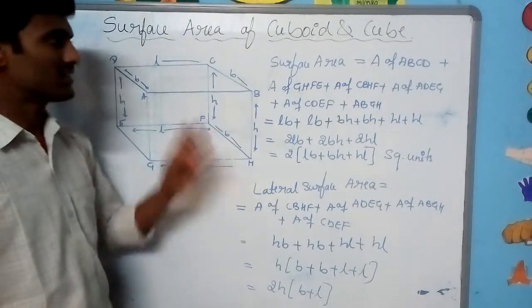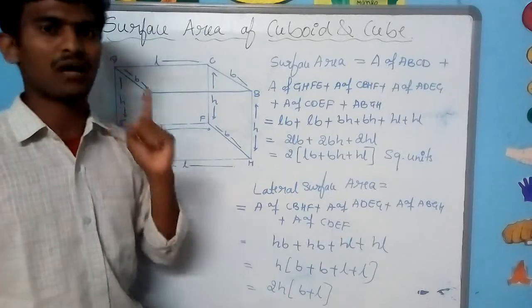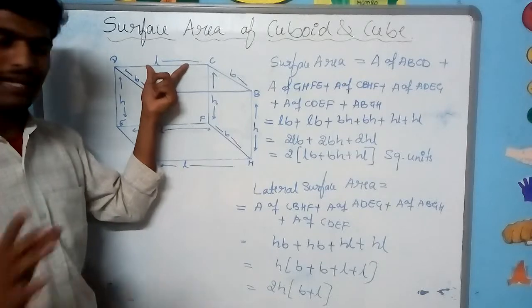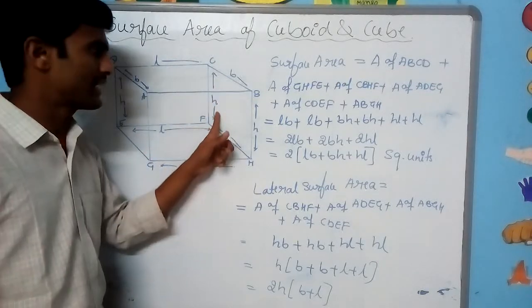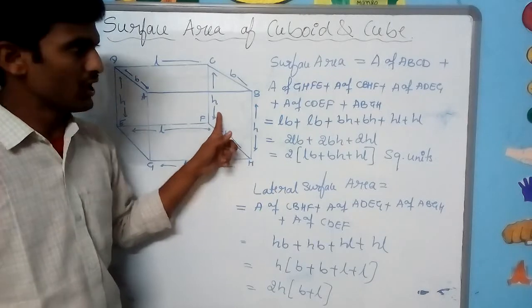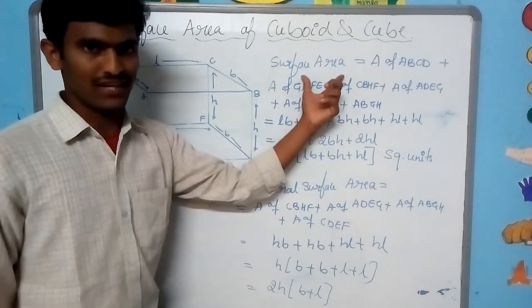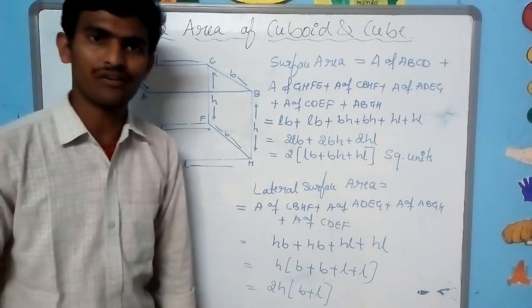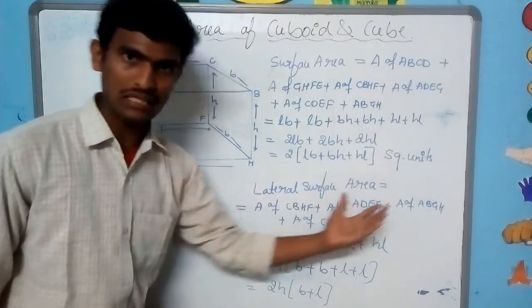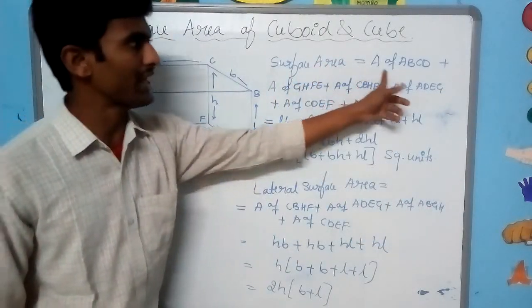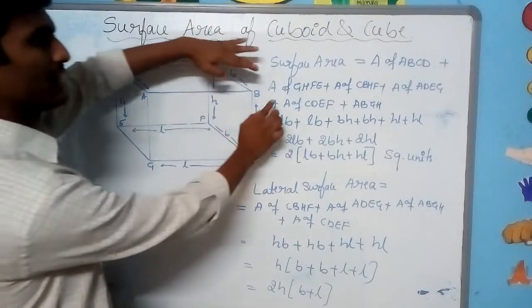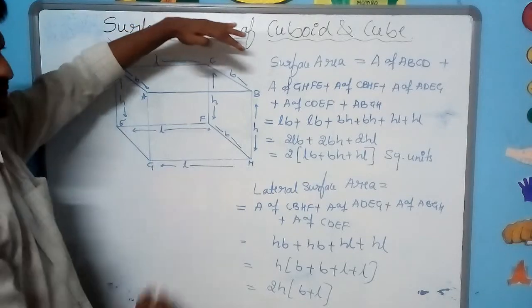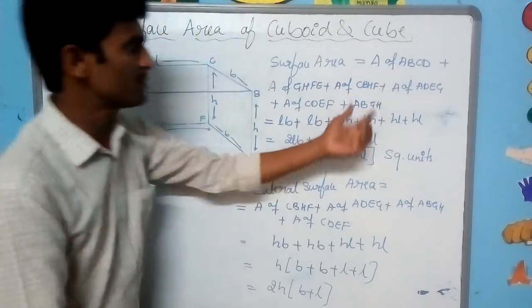Let us consider 3 parameters. The first parameter is length, denoted by the letter L, the breadth B, and H be the height. Now I told you the surface area: you should calculate the area of the 6 rectangular faces. And I write mathematically here: surface area equals area of ABCD, the top, and area of GHFE, the bottom area, then area of CBHF.